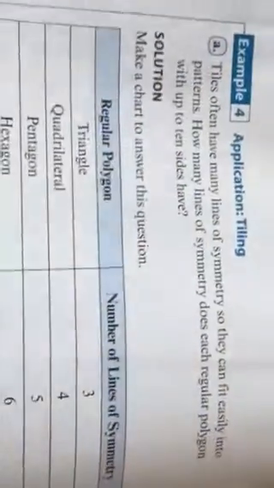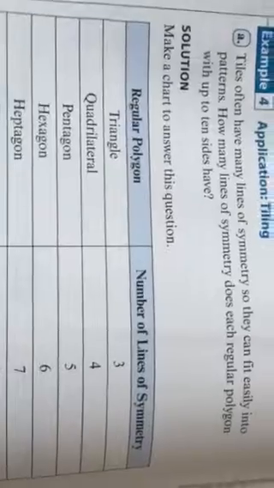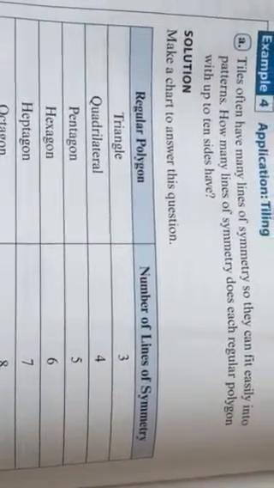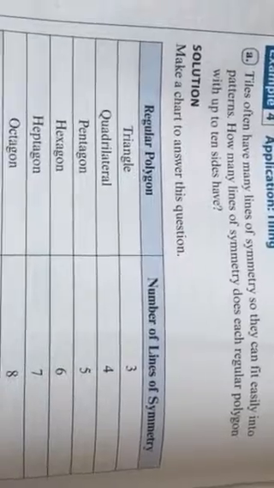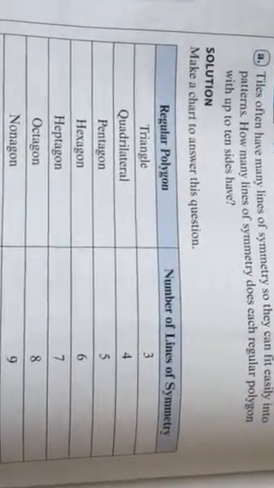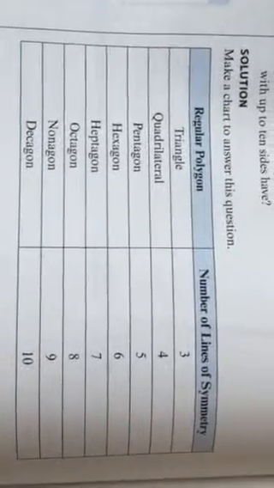On page 502, we have example 4. Example 4 is about tiling. That means if you have a business and you're going to put in tiles, you have many different shapes of your tiles. They're all even regular polygons, a triangle, a quadrilateral, a pentagon, hexagon, heptagon, octagon, nonagon, and decagon.